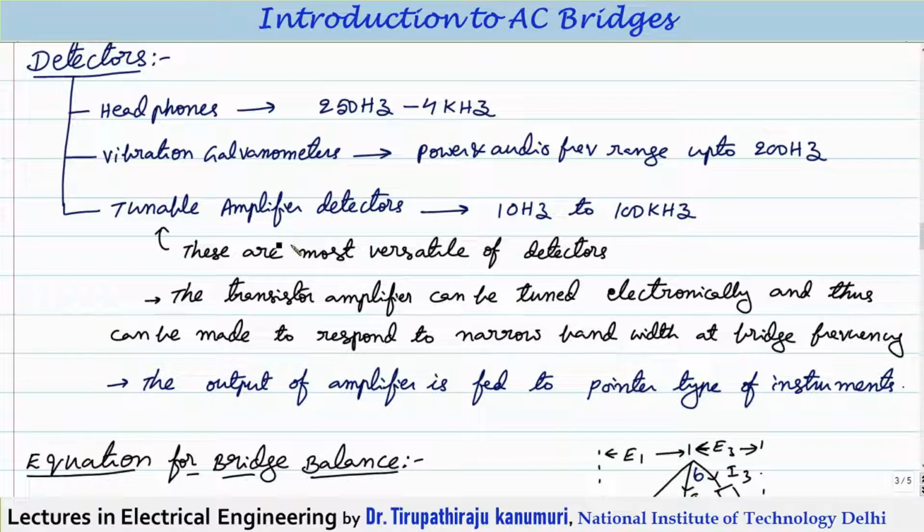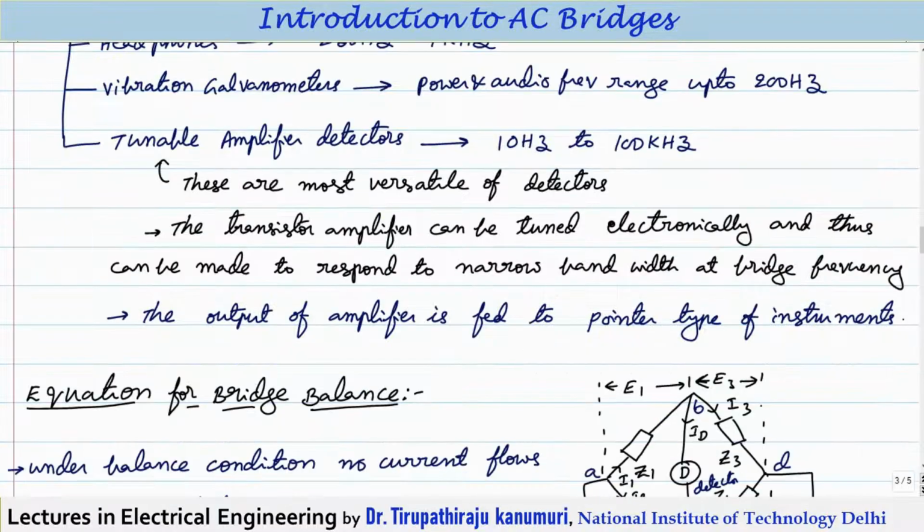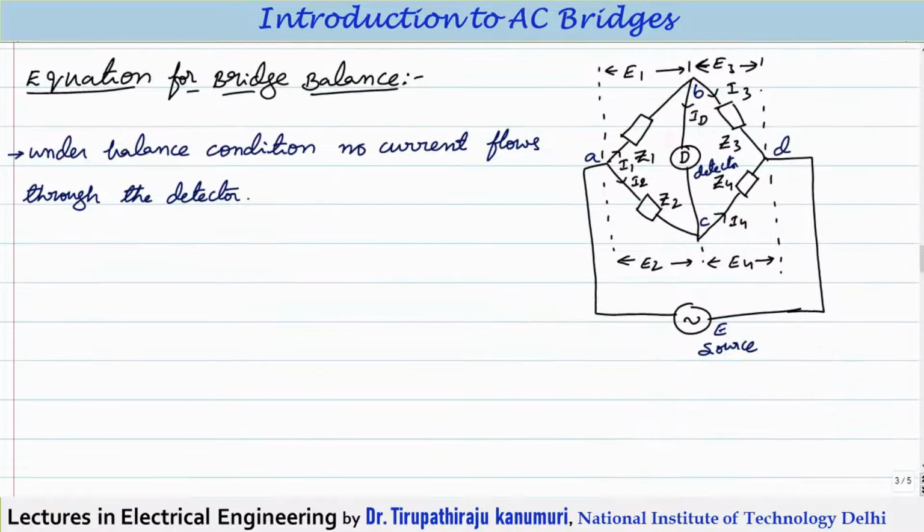In practice, these tunable amplifiers are generally used in combination with headphones. That means both headphones as well as tunable amplifiers are used for detecting the balance condition. So let us now try to derive the equation for the bridge balance, going through all the statements we have discussed before. Under balance condition, it is independent of the type of detector used and independent of the type of source used. So we are going to derive that.